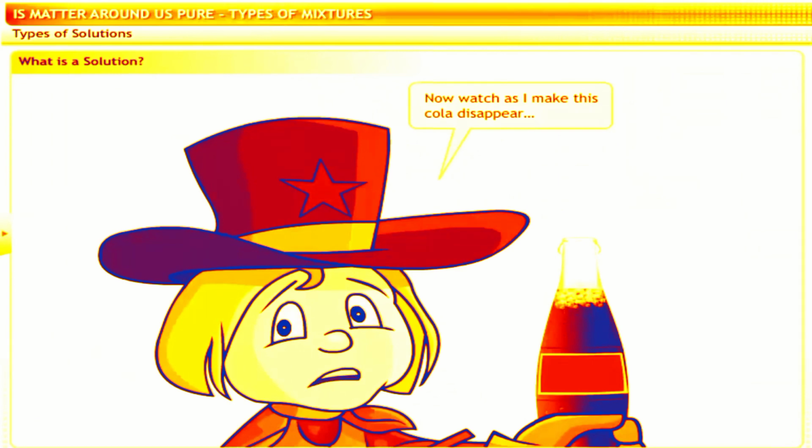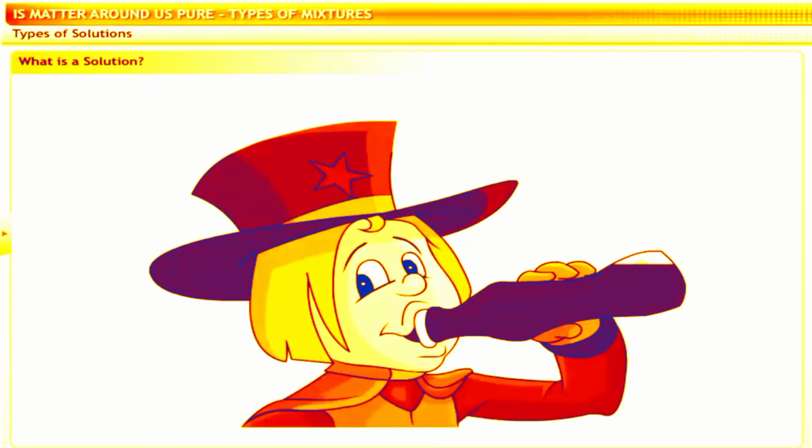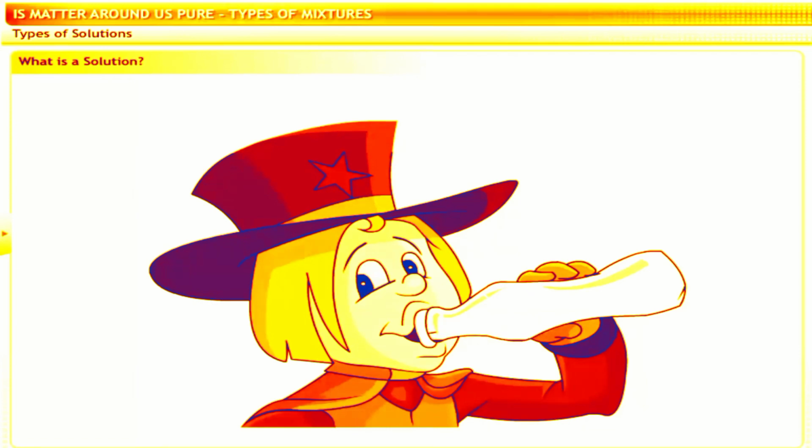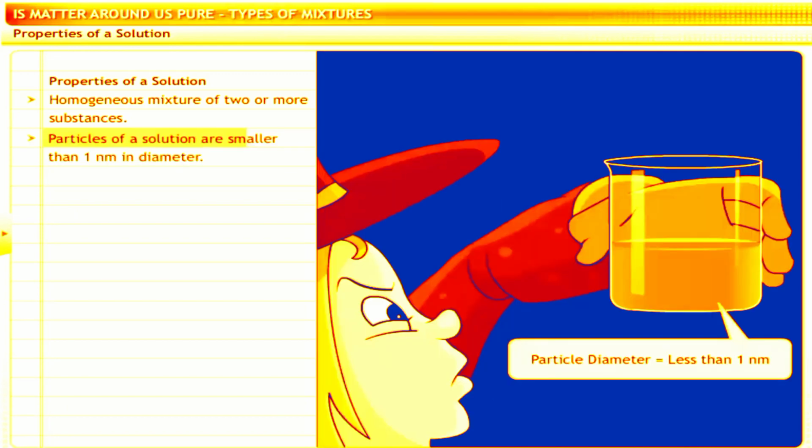Now watch as I make this cola disappear. A solution is a homogeneous mixture of 2 or more substances. The particles of a solution are smaller than 1 nanometer in diameter, so they cannot be seen with the naked eye.